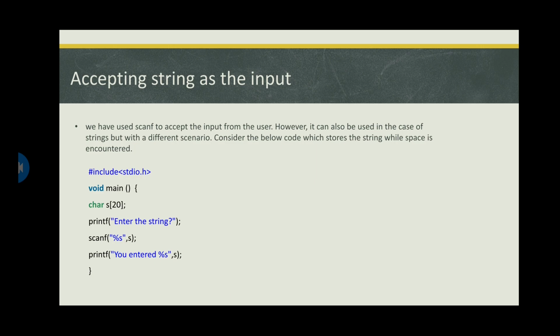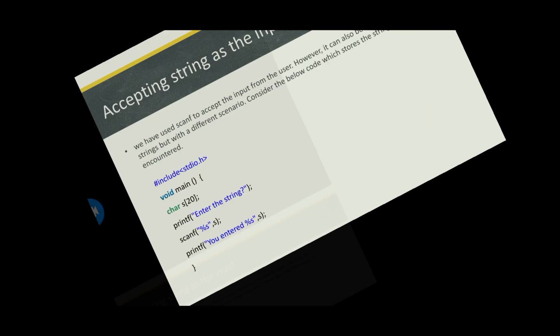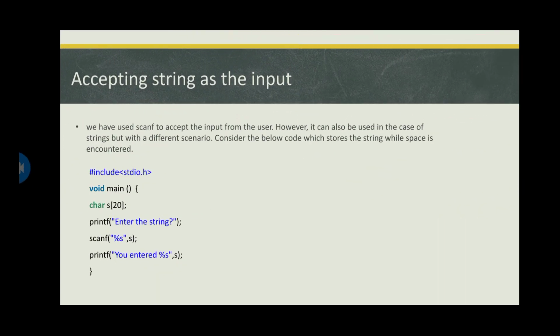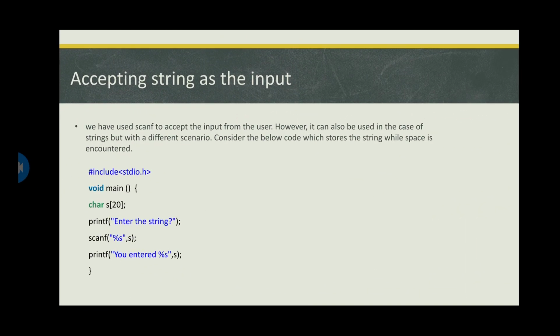Now, let us discuss how to accept a string as an input. Before this, we know how to accept integer or primitive data types as input by using format specifiers. We came to know how to take input of data types like int or char, but a string is a derived data type, formed by using a number of characters, so we can't simply use percentage c to accept the string input.